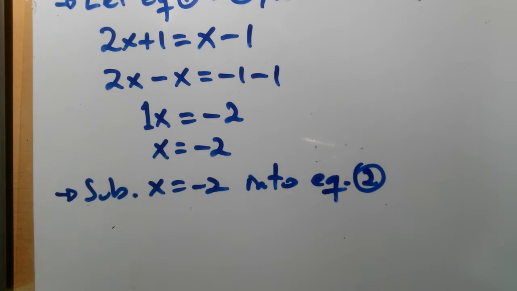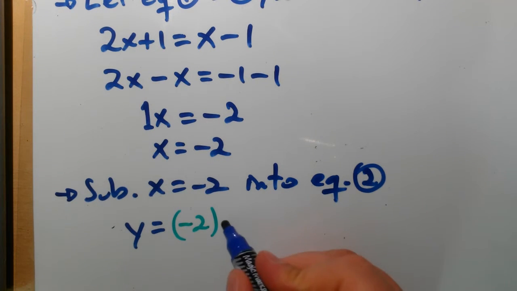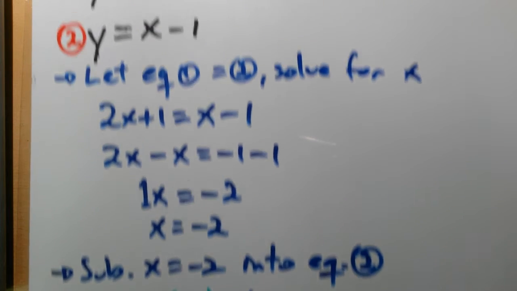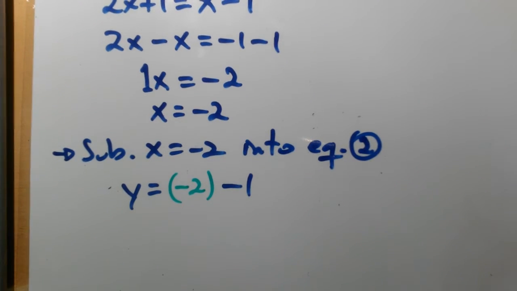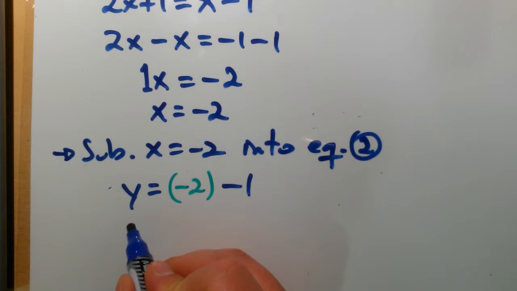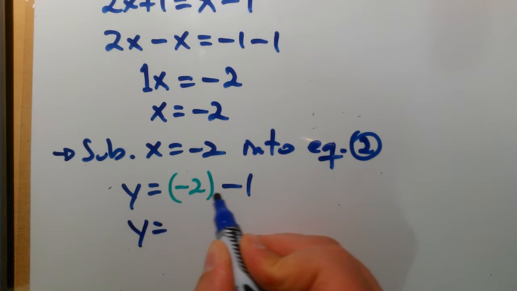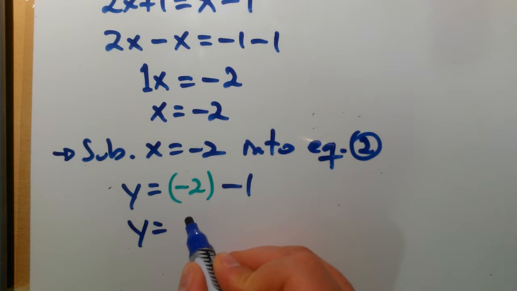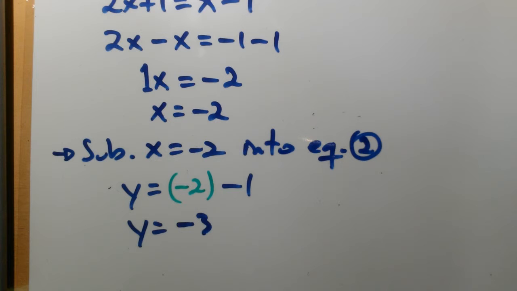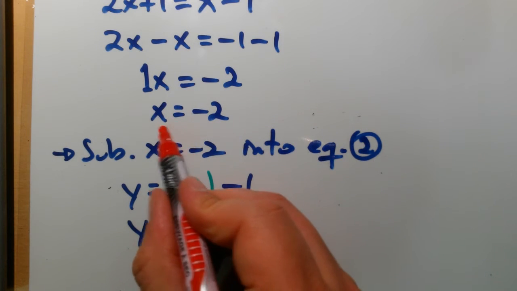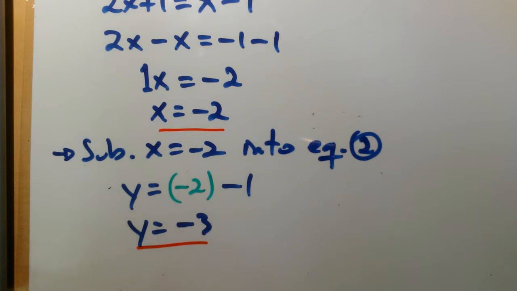Equation 2 happens to be y equals x minus 1, but now instead of x, we're going to write -2. Let's just leave it in brackets for now, minus 1. So this is x minus 1, which was equation 2 before. Now, what is the y value here? Y is going to become -2 minus 1, which is -3. So we have these two coordinates here, our x coordinate and our y coordinate.